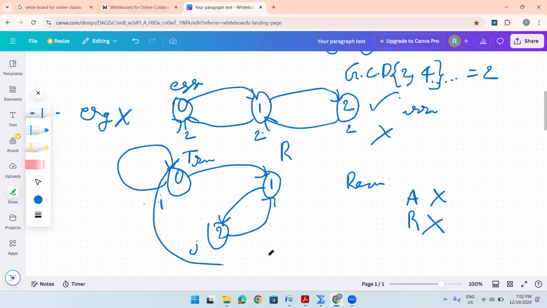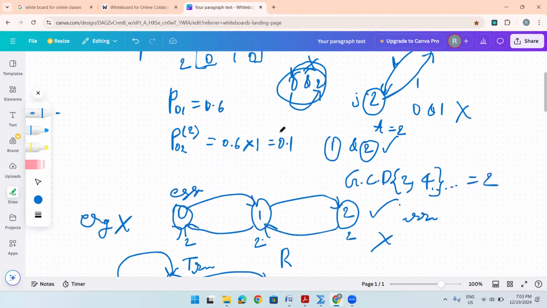In this example, both the rules fail. That is, all are not aperiodic. Only 0 is aperiodic, and 1 and 2 are not aperiodic. 0's periodicity is 1, and 1 and 2 have periodicity 2. All the states must be aperiodic for ergodic, and they are not recurrent. But in the other example, all are recurrent but not aperiodic.